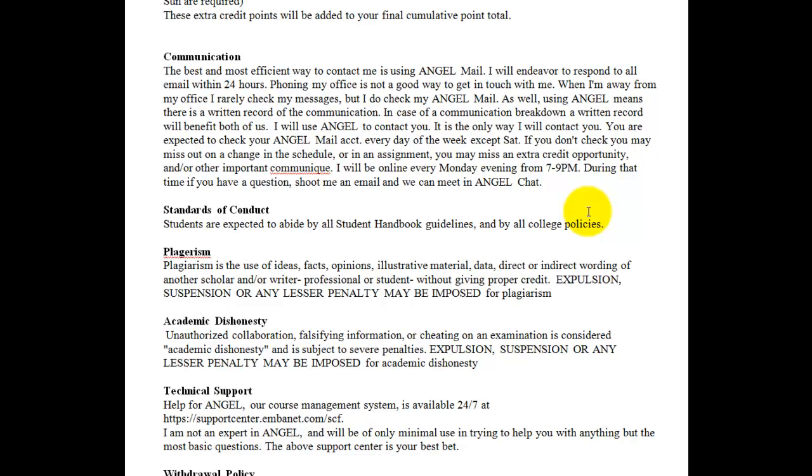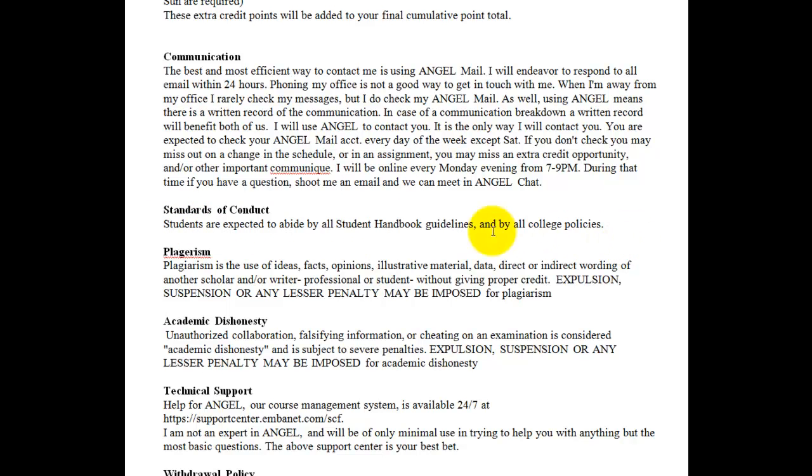You are responsible, and it says this right here, you are expected to check your Angel Mail account every day of the week except for Saturday. If you don't check it, you may miss out on a change in the schedule or an important assignment, something changed in it, extra credit opportunity, or maybe a free play that you could go see. Whatever it is, you are expected to be checking it regularly. I can't do anything to make you do that, but well, there you go.